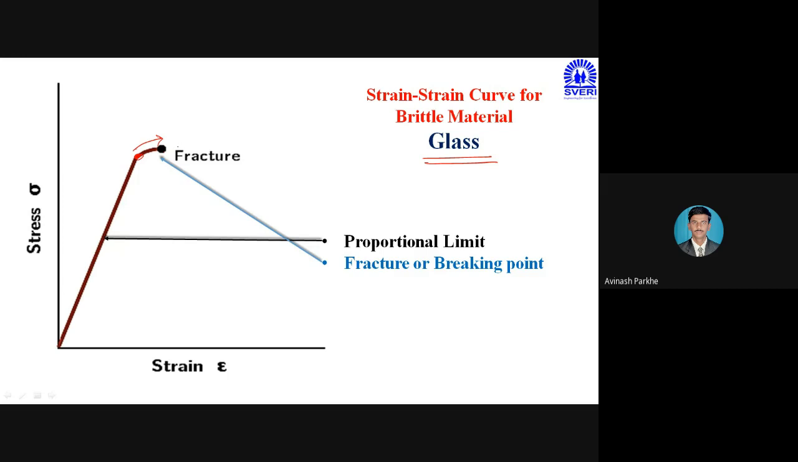If we apply a little force on the glass, the glass will immediately break. So even if we remove the force on the glass, the glass does not come back to its original position, because it is not a ductile material, it is a brittle material. So after the proportional limit there is directly a fracture point or breaking point. So this is the basic difference between the stress strain diagram for the ductile material and the brittle material.